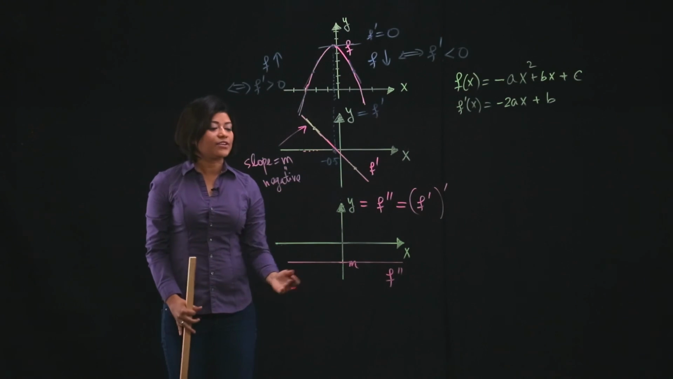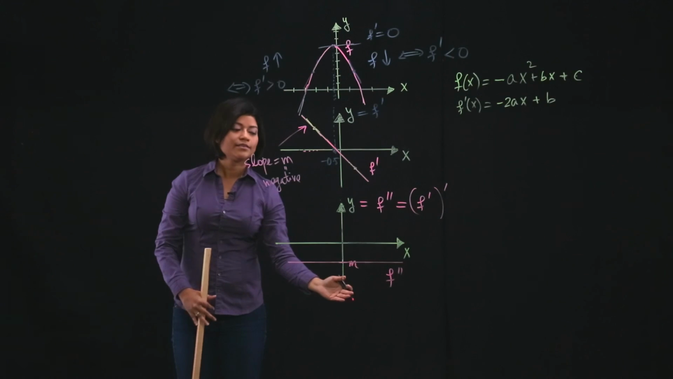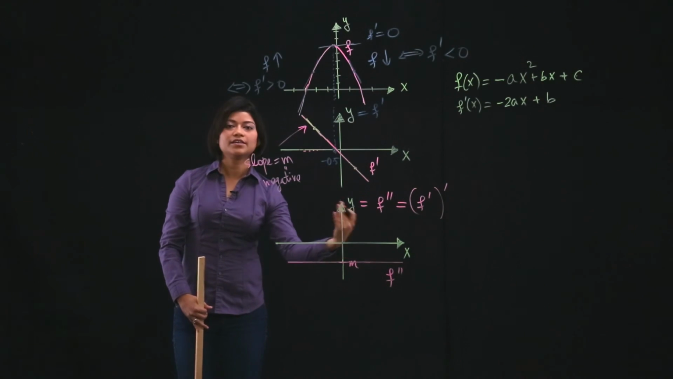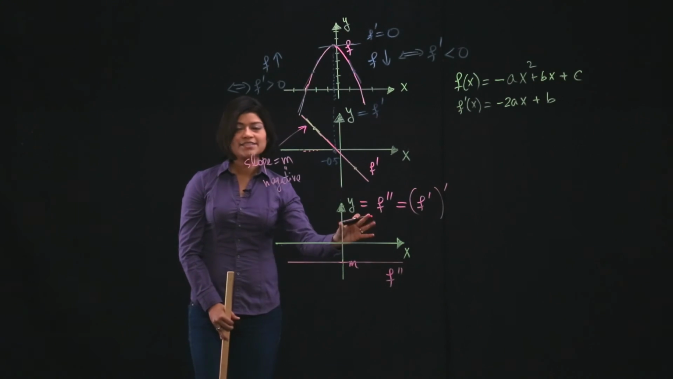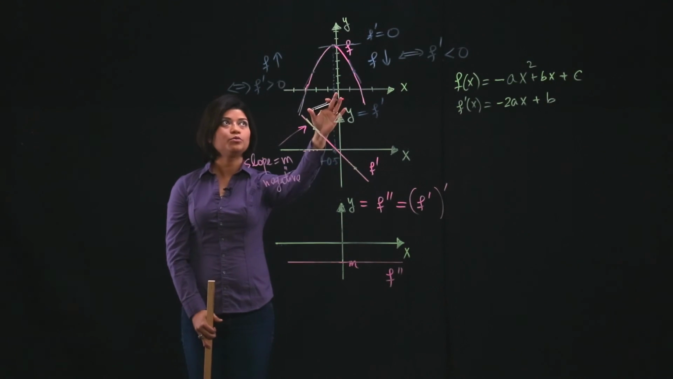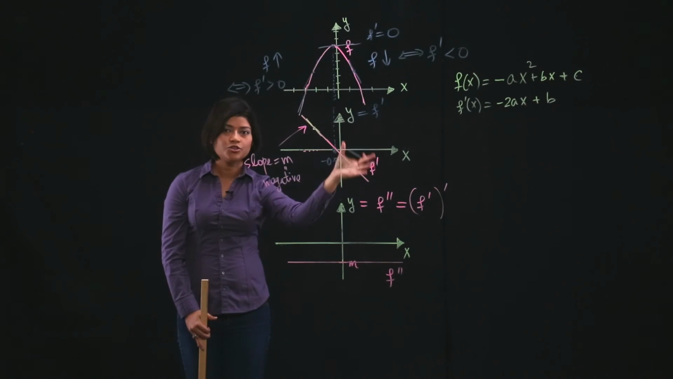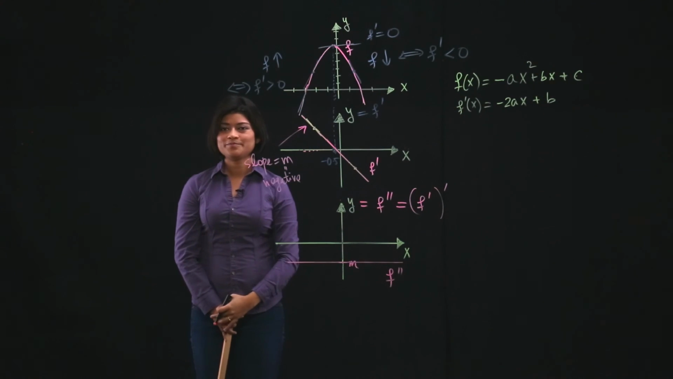And as you can see, we can continue this process, right? Using the same method, you can continue and find f triple prime and so on. But at least you have the idea how to look at a function f and draw the graph of its derivative. Thank you.